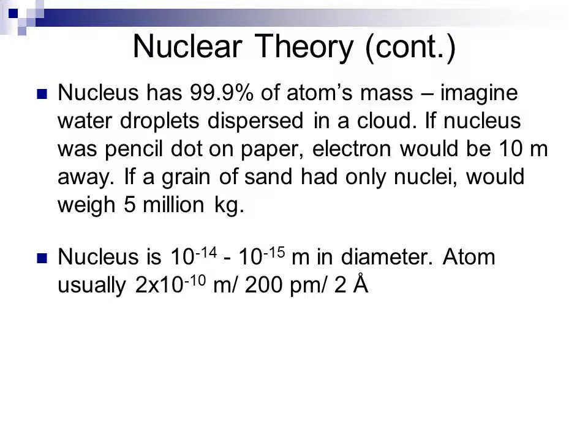The nucleus is anywhere from 10 to the negative 14 to 10 to the negative 15 meters in diameter. Compared to that, the size of the atom is usually 2 times 10 to the negative 10 meters, or what we would say 200 picometers, or 2 angstroms in diameter. So the nucleus is considerably smaller than the atom as a whole. The density of the nucleus is very high, 2.4 times 10 to the 14 grams per cubic centimeter.